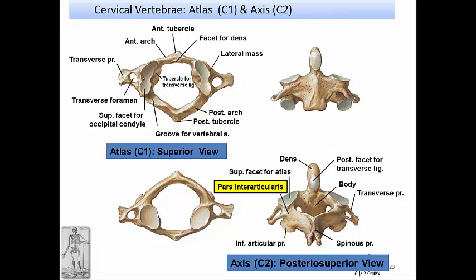Okay. If we would look at the underside of the Atlas, we can see here are the inferior articular facets for the articulation with the axis, which is sitting directly underneath or directly below the Atlas. So this here is a slightly posterior superior view, so we can imagine that the dens would then be articulating together with the anterior arch here of the Atlas.